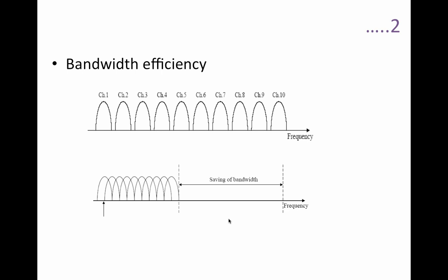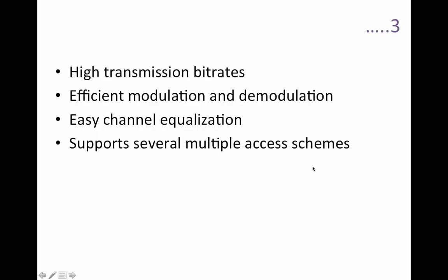Another advantage of OFDM is bandwidth efficiency. By using orthogonal subcarriers, OFDM allows overlapping of the subcarriers without having ICI, and almost 50% of the bandwidth is saved compared to traditional FDM, which uses non-overlapping subcarriers and needs guard bands to avoid ISI. Other advantages of OFDM include high transmission bit rates, efficient modulation and demodulation techniques, easy channel equalization, and support for several multiple access schemes like TDMA and FDMA.